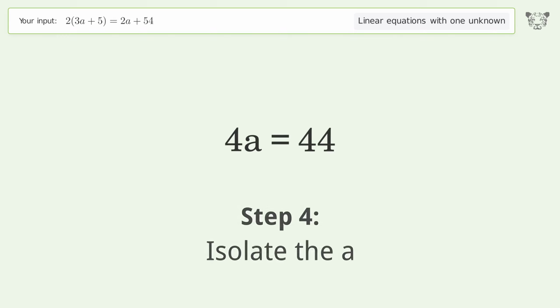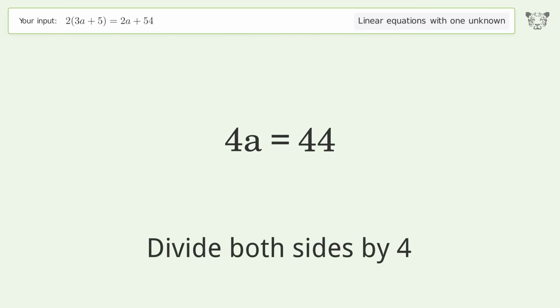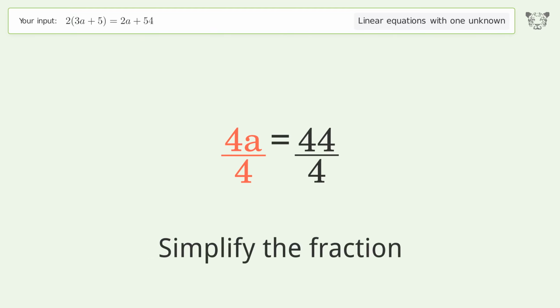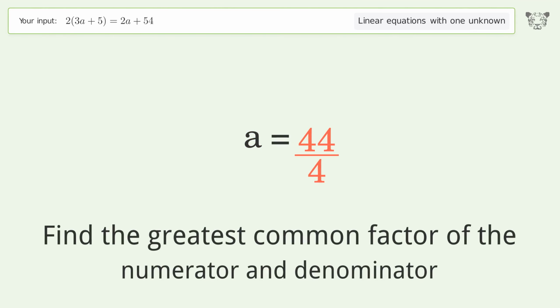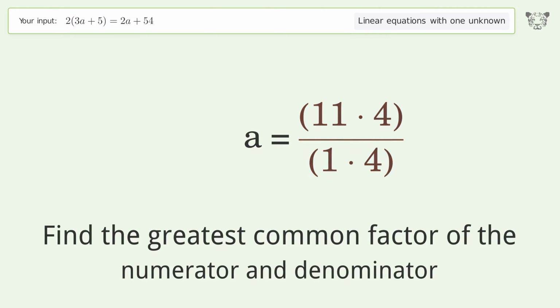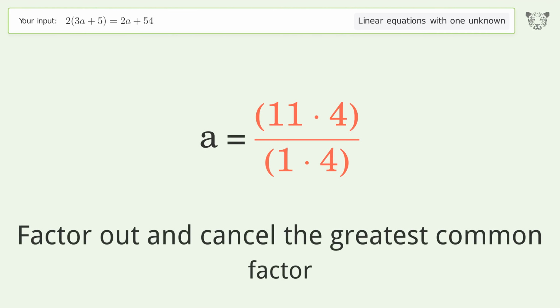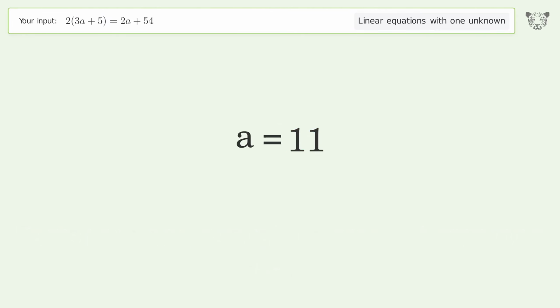Isolate the a. Divide both sides by 4. Simplify the fraction. Find the greatest common factor of the numerator and denominator. Factor out and cancel the greatest common factor. And so the final result is a equals 11.